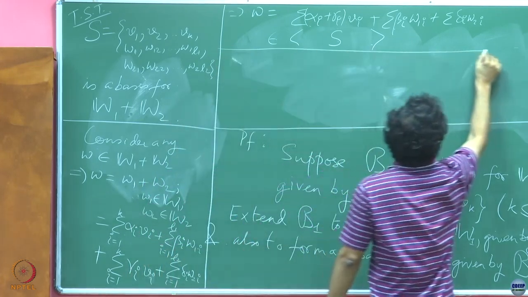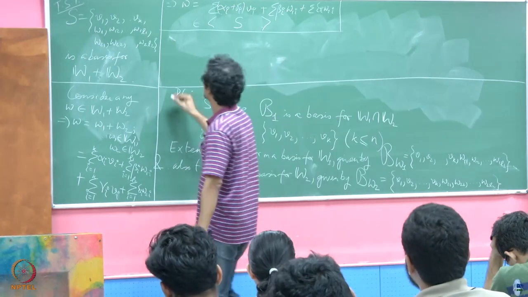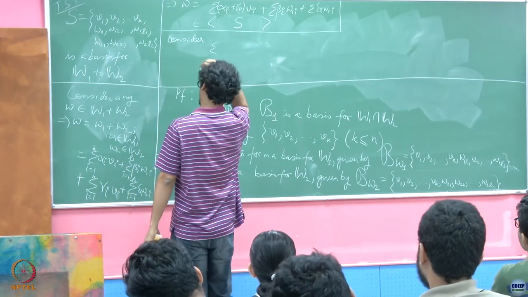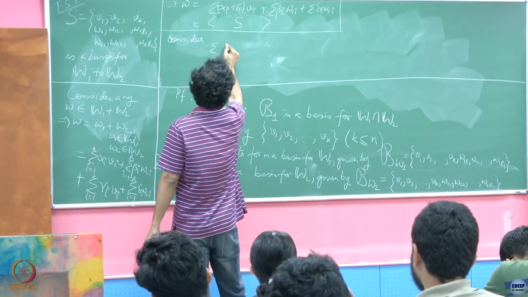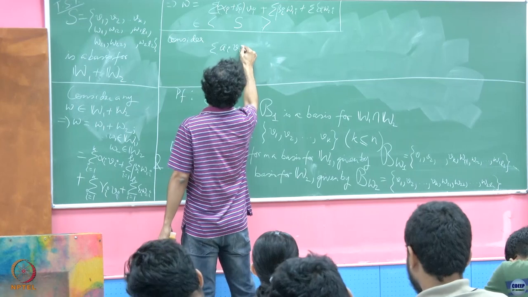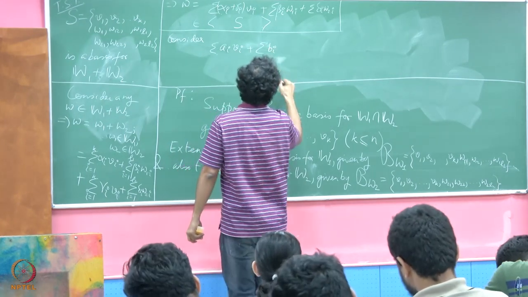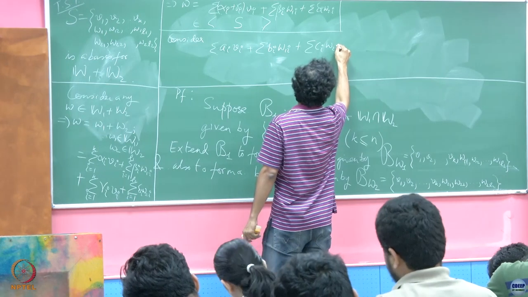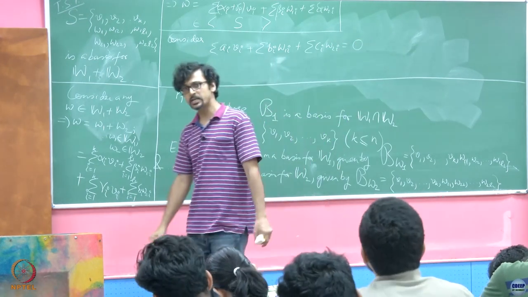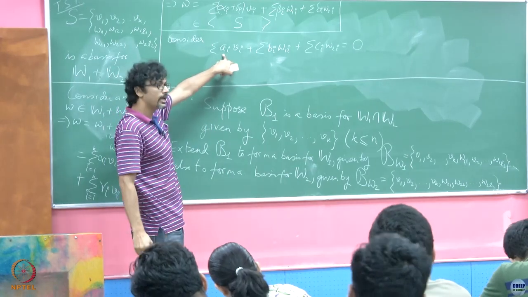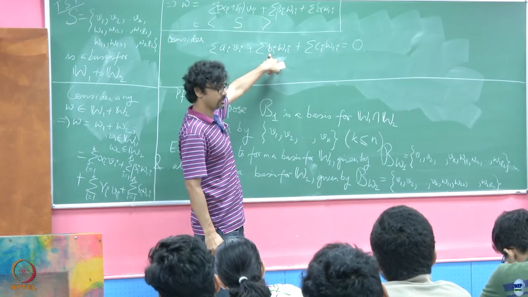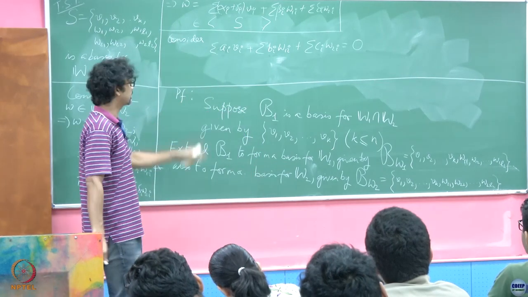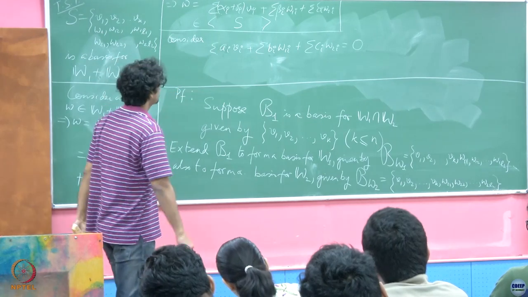So now what I need to show is that S is also linearly independent. All right? So consider summation, let's choose some other, ai vi plus summation bi w1i plus summation ci w2i is equal to 0. In order to prove linear independence, I must show that each of the k ais must be 0, each of the L1 bis must be 0, and each of the L2 cis must also be 0. Yeah, and there's no other possibility that can take it to 0. That's linear independence.